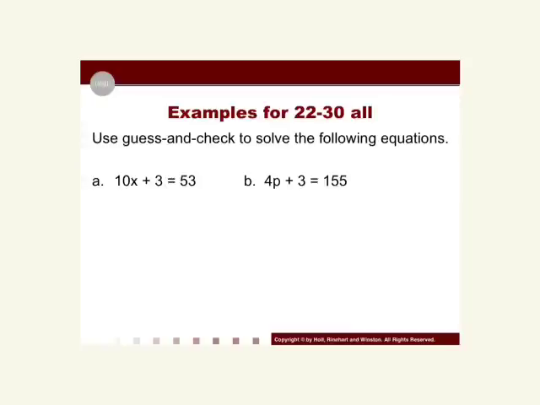Now, these next problems, we're going to solve these equations. If you remember what a solution is, it's the value of the variable that makes it true. We're going to solve these two equations by using what we call guess and check.